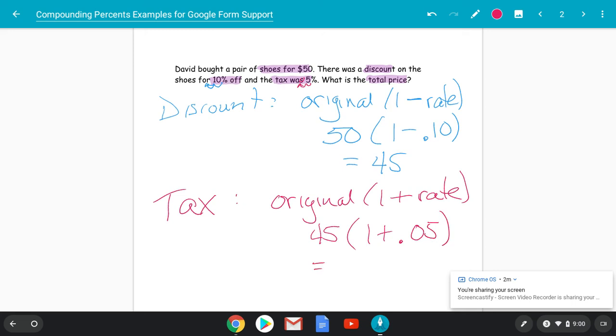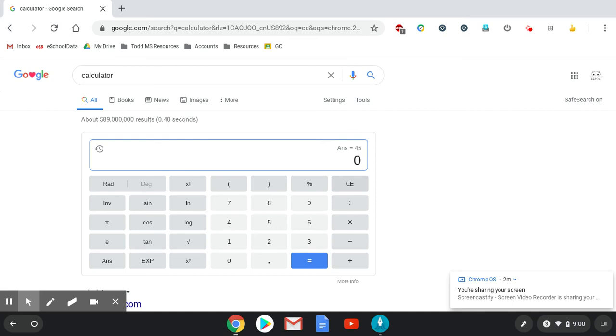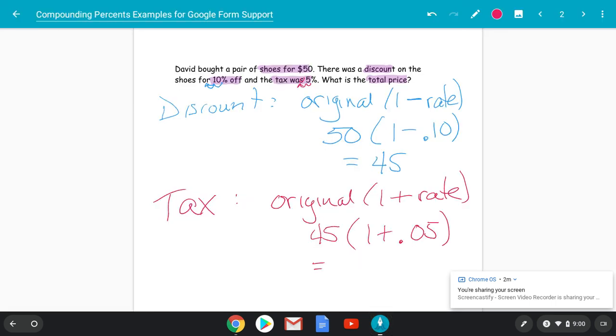All right, so again, we can go to our calculator here. So now our new original is 45, open parentheses, 1 plus 0.05, close our parentheses out, and we're going to get $47.25. This is money, so I'm happy to see that I have 2 decimal places. I don't have to worry about rounding anything because it's already to the nearest cent.